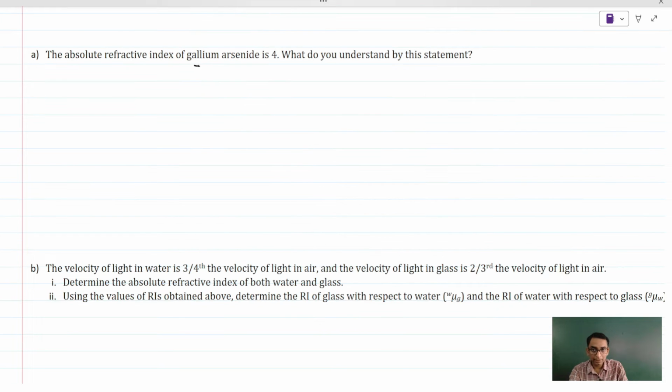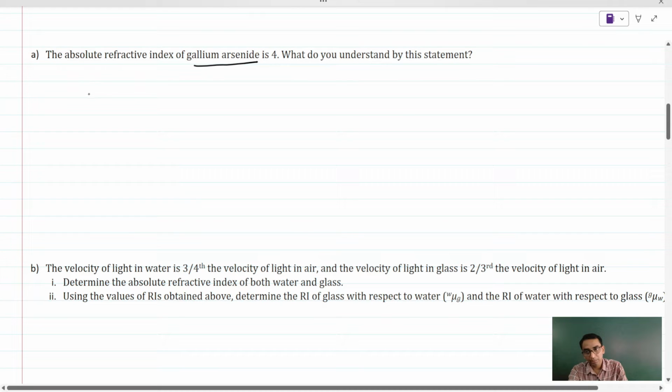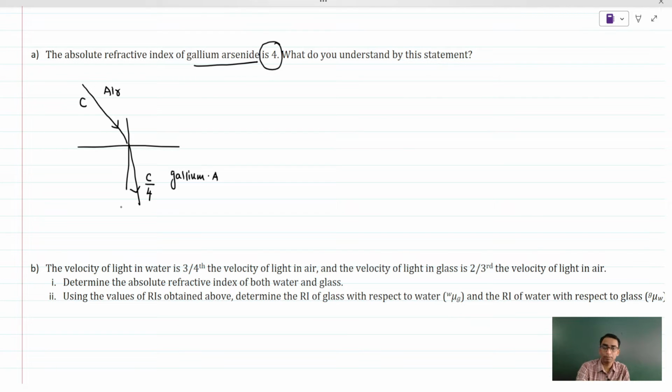So now the gallium arsenide has refractive index 4. That means the ray of light is coming from air. Nothing is given, so consider the first medium to be air. Then it falls on the boundary, then it bends towards the normal, and it goes inside the gallium arsenide. Now this means that the speed of light here in air was c. Now it reduces by a factor of 4. So here it becomes c divided by the refractive index, that means by 4.